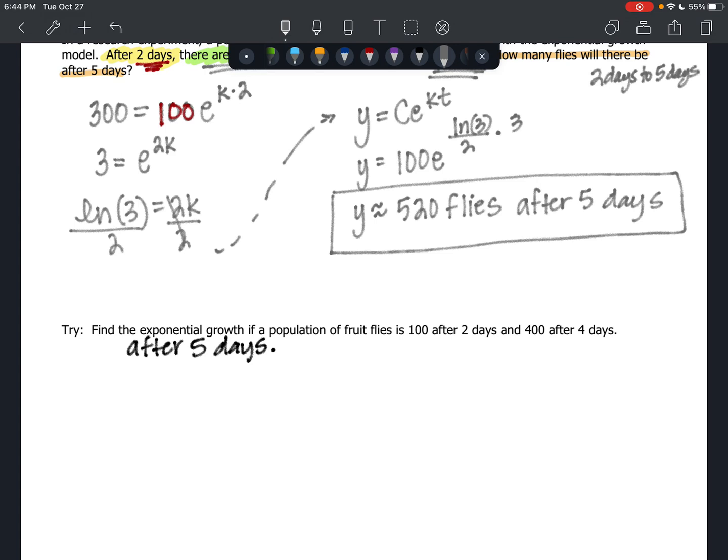I got that my population of fruit flies would be approximately 800 fruit flies after 5 days.